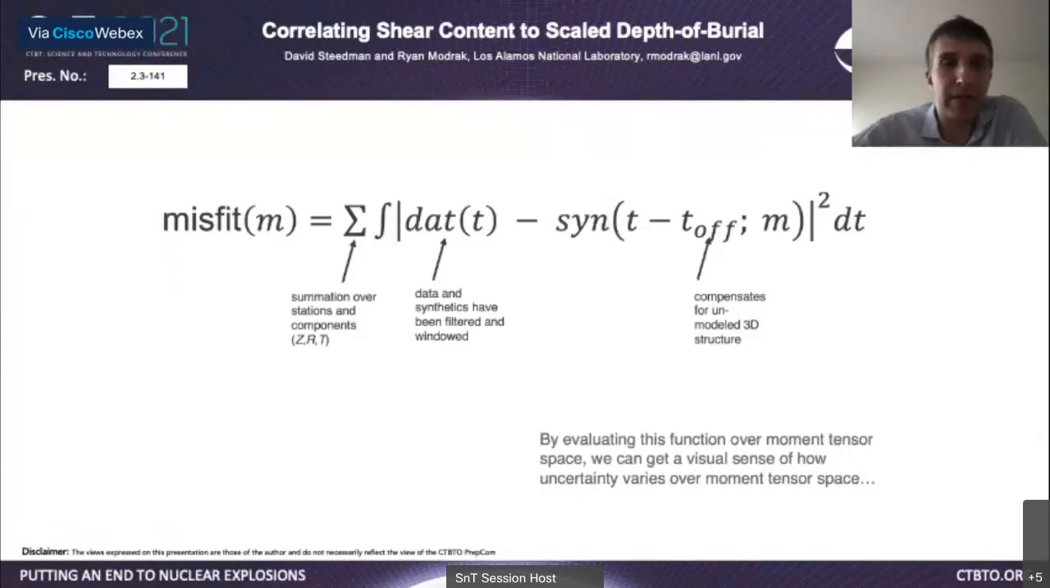Using this function, we could apply numerical function minimization algorithms to find a single best fitting moment tensor. Alternatively, an even more robust approach would be to evaluate this function over all the moment tensor space. This is actually what we do. By doing this, we get a globally best fitting moment tensor, as well as a visual sense of how misfit varies.